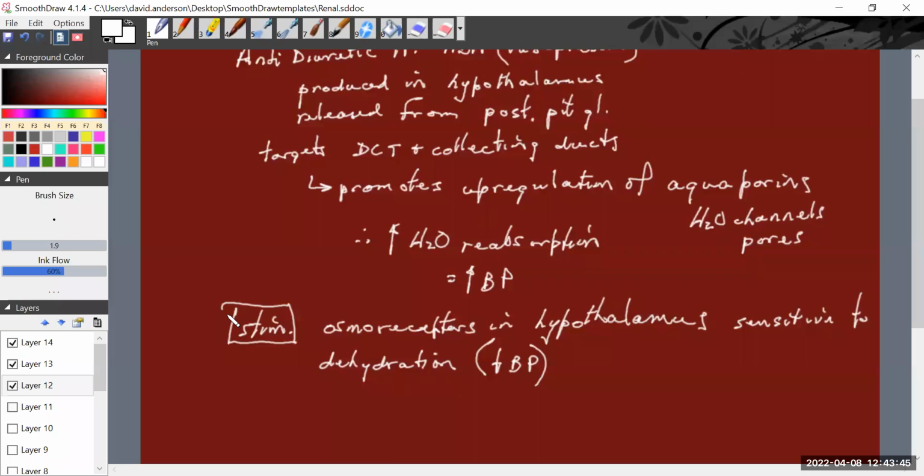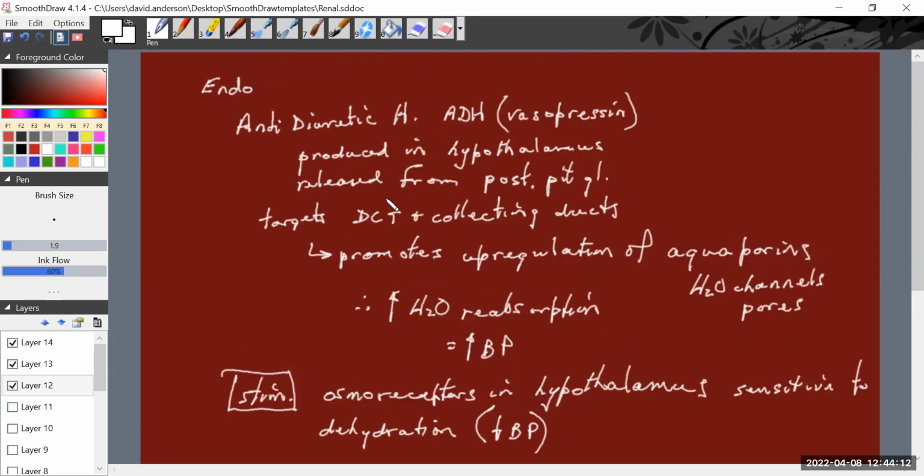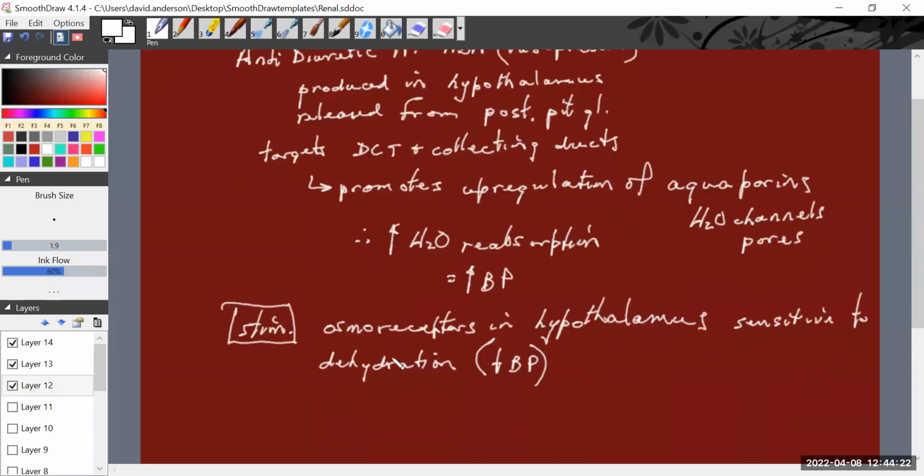So what all of this boils down to is in the hypothalamus, we have osmoreceptors. Osmoreceptors are sensitive to osmolarity. If the water volume goes down, osmolarity goes up. And these cells in the hypothalamus get excited about that. So what they do in response is produce and release ADH. And when ADH is produced and released from the posterior pituitary gland, we get the upregulation of water pores. Increased water reabsorption increases pressure and restores hydration.